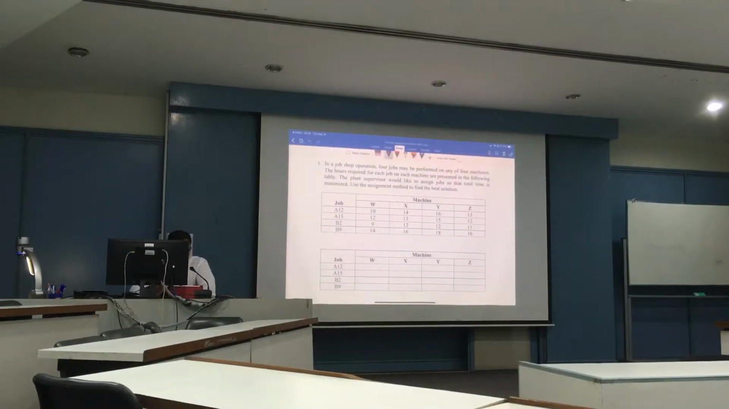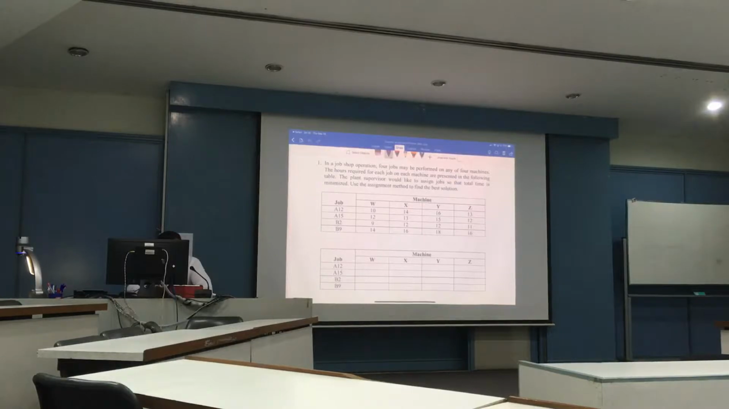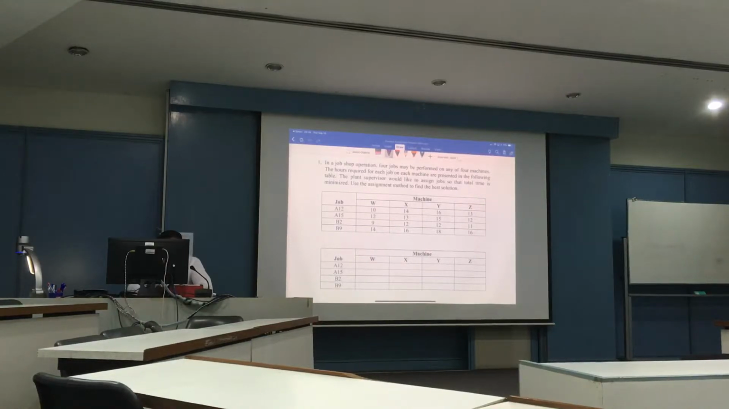The first one is about a job shop operation, one type of process. It says that 4 jobs may be performed on any of 4 machines. The hours required for each job on each machine are presented in the following table. The plant supervisor would like to assign jobs so that total time is minimized. Use the assignment method to find the best solution.